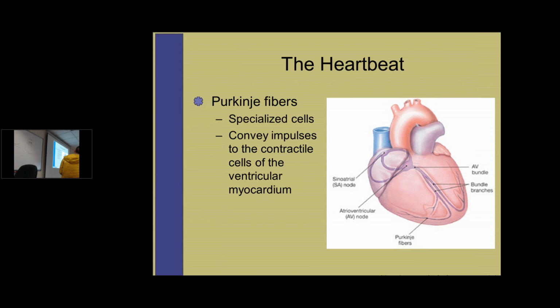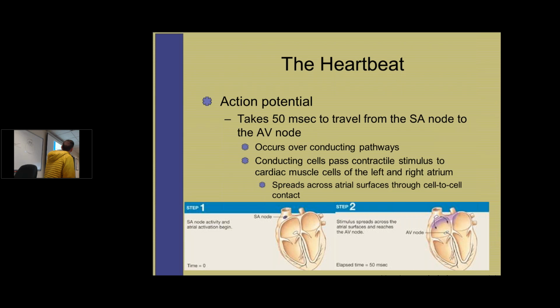These are specialized nerve cells, or I should say non-contractile muscle cells, because all of this conductive system, these are specialized muscle cells, non-contractile muscle cells, not necessarily nerve cells. So this just talks about how fast they are from the SA node to the AV node.